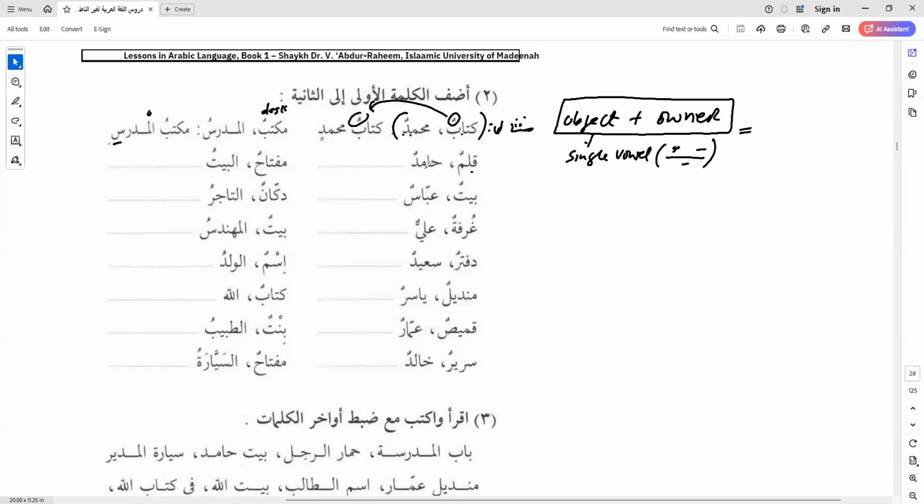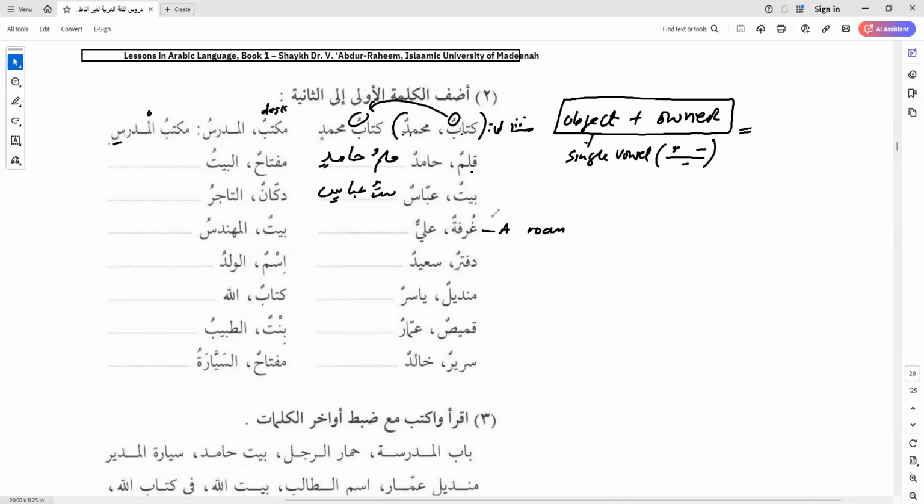Qalamun hamidun. And then I will write qalamu hamidin. Baytu, a house, Abbas. So I want to say Abbas's house or the house of Abbas. So I have to say Baytu Abbasin, because Abbas is a name. Baytu Abbasin. Ghurfatun Ali. Remember Ghurfa. Ghurfa is a room.